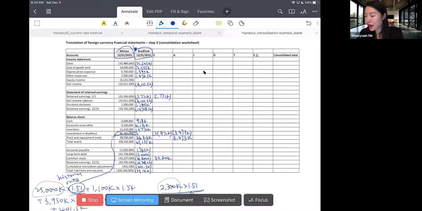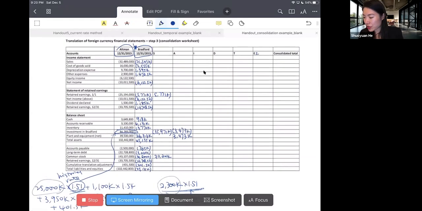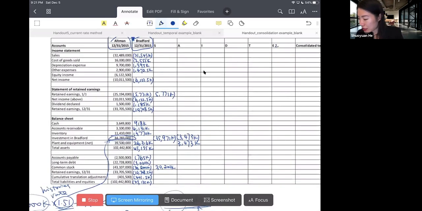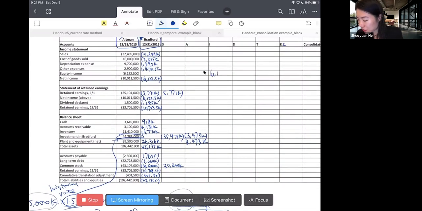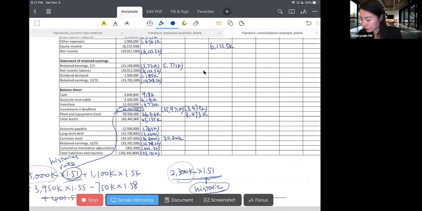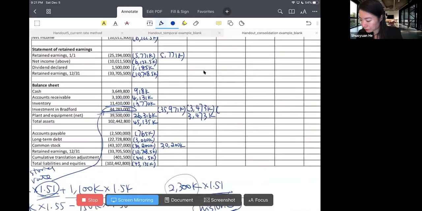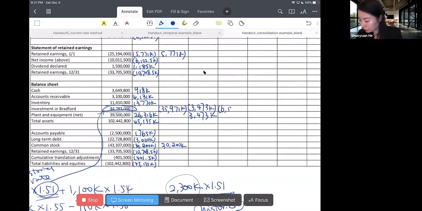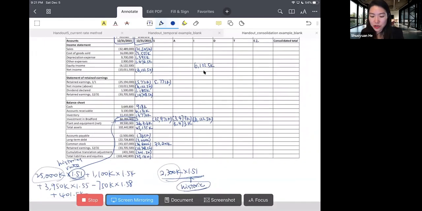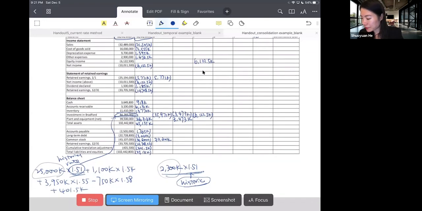And consolidation entry I, the purpose is to eliminate the equity income recognized by the parent. So which is 6122.5. Consolidation entry D, the purpose is to eliminate the dividend paid out by the subsidiary to the parent.